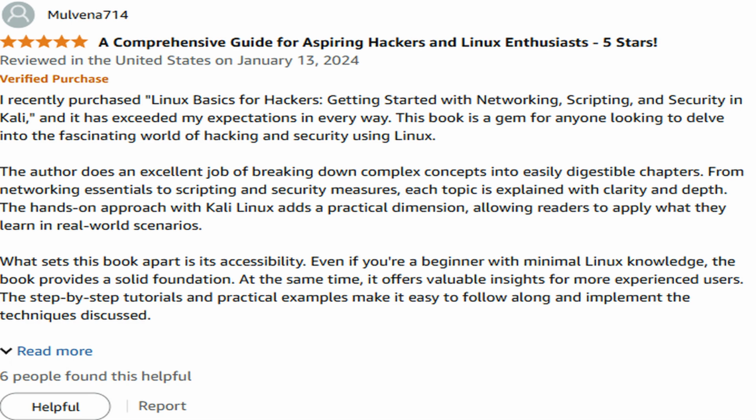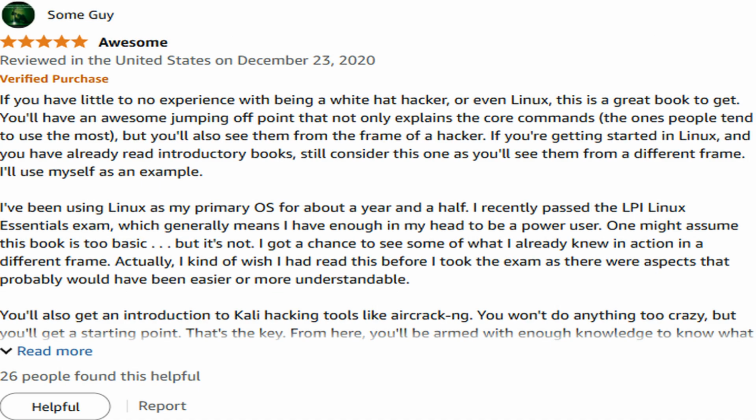Of course, no book is without its limitations. Some reviewers have noted that Linux Basics for Hackers may not be comprehensive enough for those seeking advanced knowledge or specialized skills. For example, the book may not cover specific hacking tools or techniques in great detail, or it may not delve into advanced topics such as reverse engineering or exploit development. However, these limitations are often seen as a trade-off for the book's accessibility and focus on foundational knowledge.